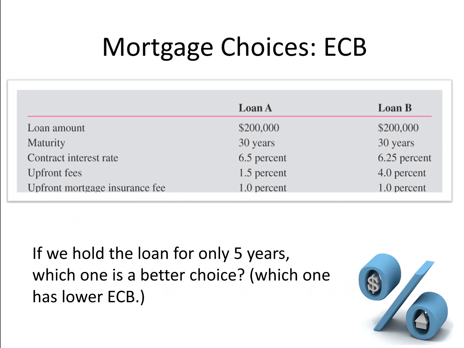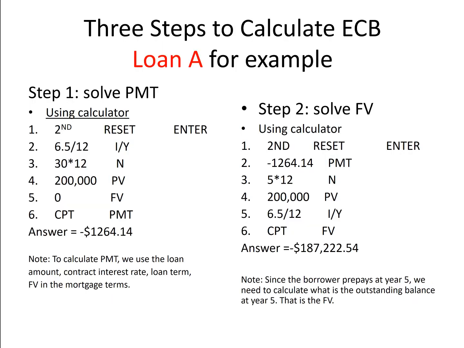Now let's look at the same option, loan A and loan B. Let's assume we hold the loan for only 5 years, which one is a better choice? In other words, which one has a lower effective cost of borrowing? First, for loan A, we can calculate the monthly payment, which is $1,264.14. We use the contract interest rate, loan terms, and loan amount from the mortgage contract to do the calculation.